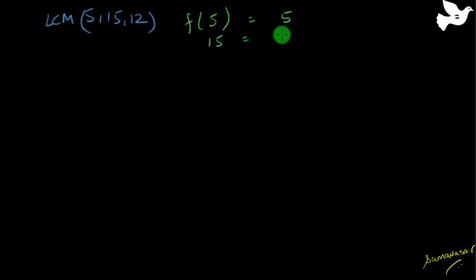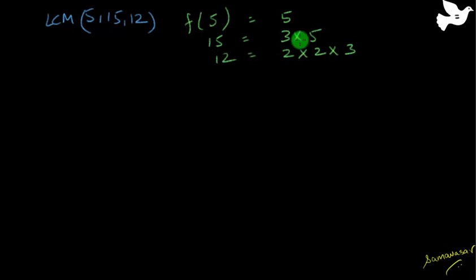Now let us see how we find out the LCM of three numbers. So listing down the prime factors will work exactly like that. Let me take an example. Let me say I want to find out the LCM of 5, 15 and 12. In case of listing down the factors, again, factors of 5 is 5. Factors of 15 is 3 into 5. Factors of 12 are 2 into 2 into 3.